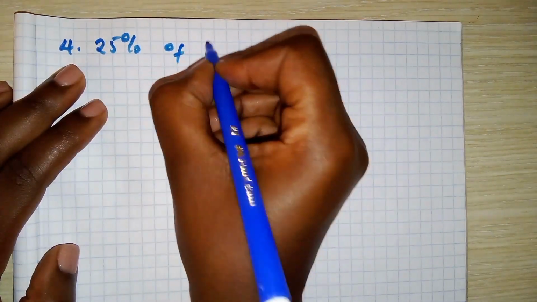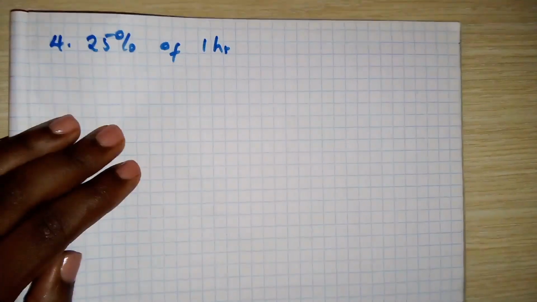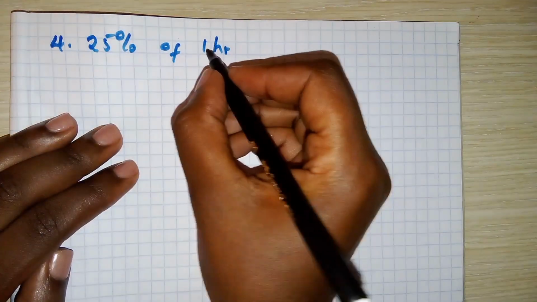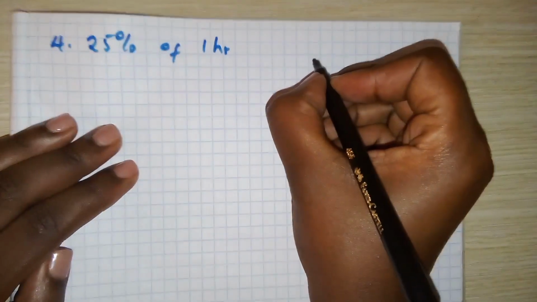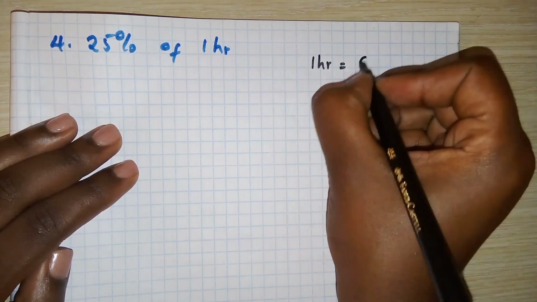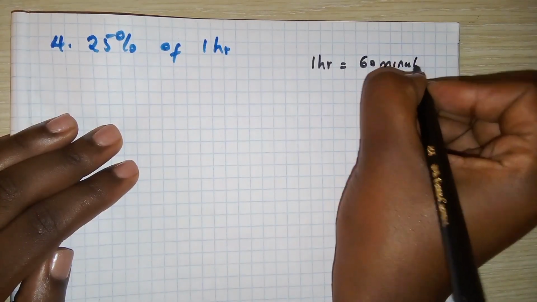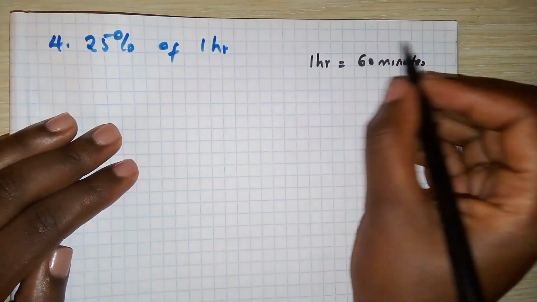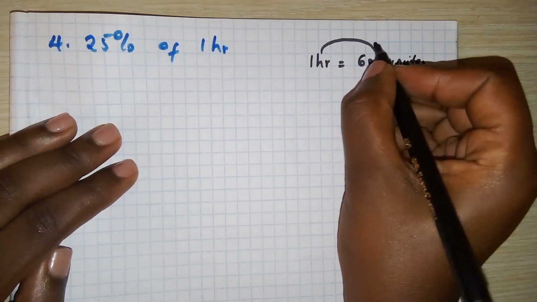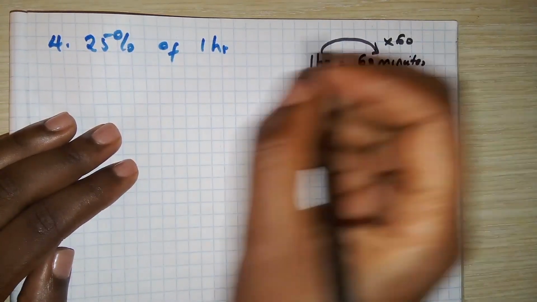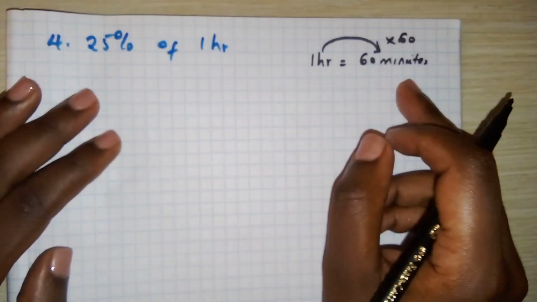Okay, question 4, we can do 25% of 1 hour. So we need to convert the hour to, we can use minutes. So 1 hour is 60 minutes. So from hour to minutes, draw your arrow. From hour to minutes is times 60. So it's good to memorize all this conversion.